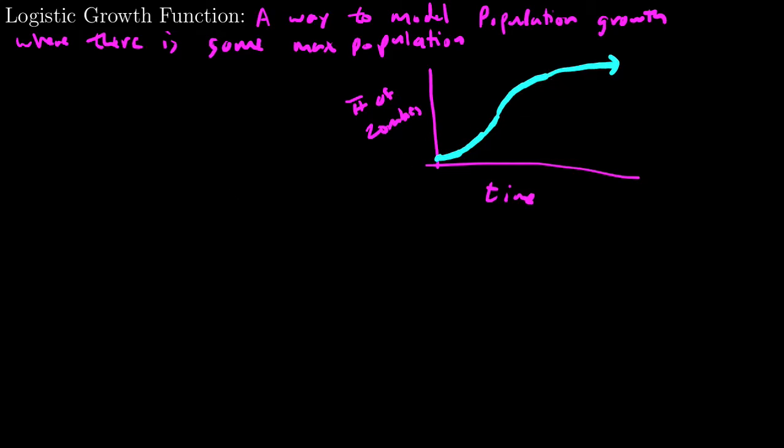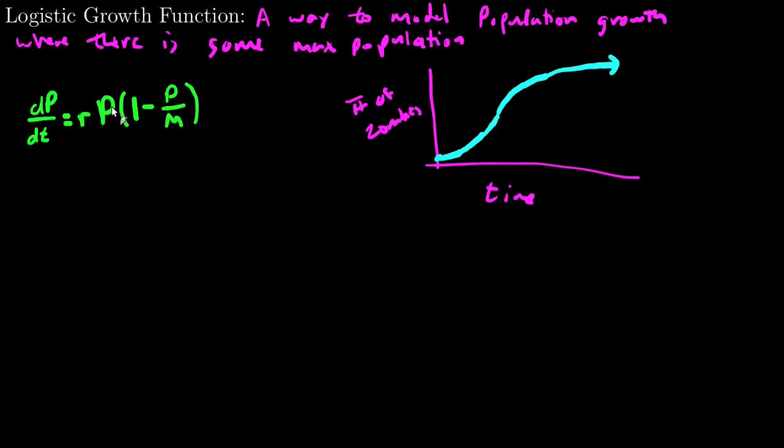So here's the way that it is modeled. The change in the population with respect to time will be equal to some constant rate times the number of things in the population times 1 minus P over M, where M is the maximum.